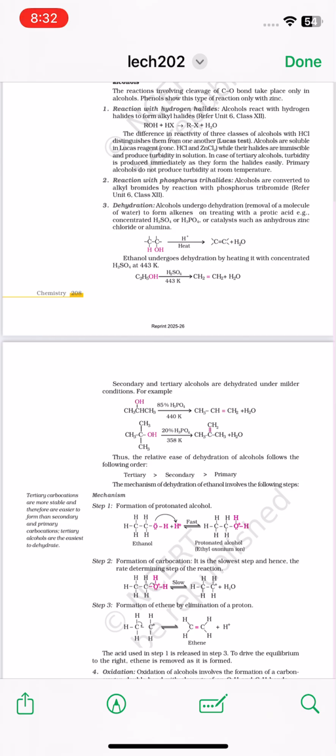Second, reaction with phosphorus trihalides. Alcohols are converted to alkyl bromides by reaction with phosphorus tribromide.